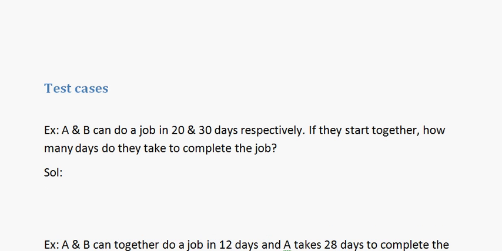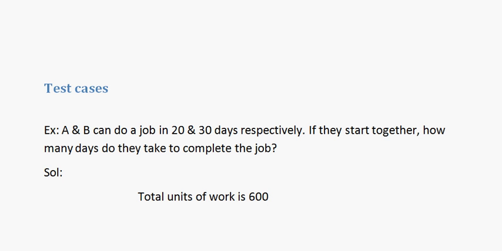So let's do it together. A can do the work in 20 days, B in 30 days. So what we can assume is total units of work is 600 or 60, whatever is divisible by both 20 and 30. So LCM can be taken or simple multiple can be taken. So let's take it 600.